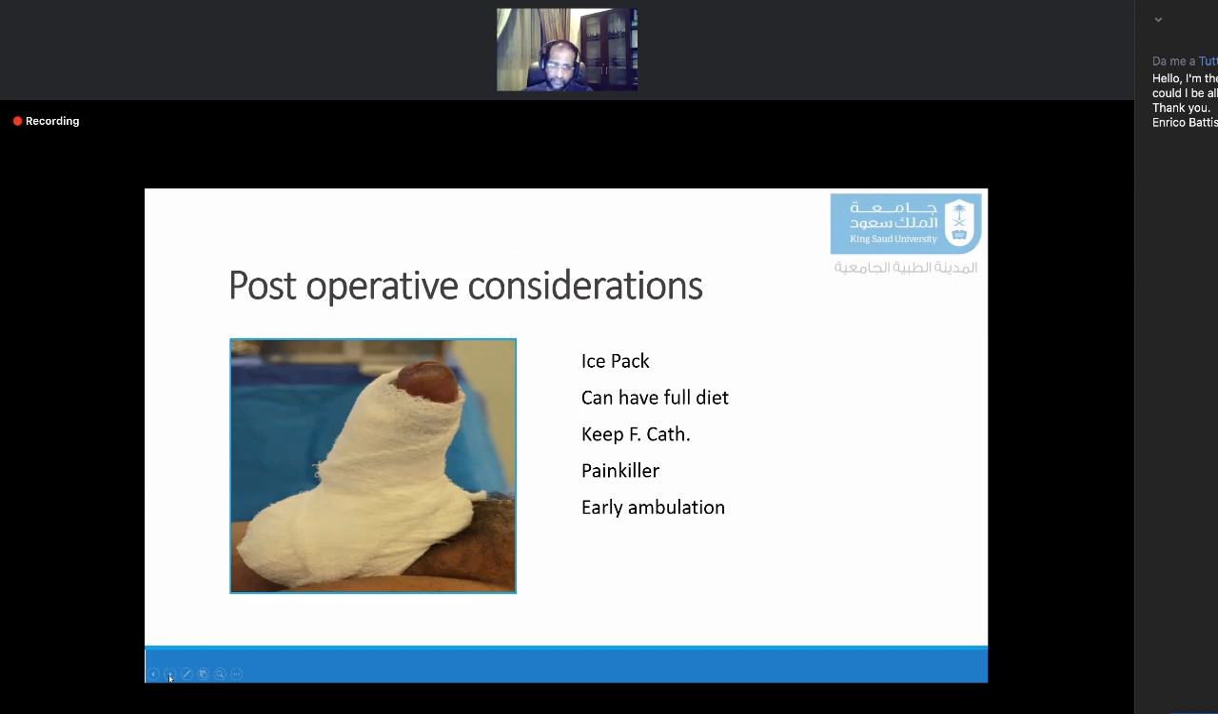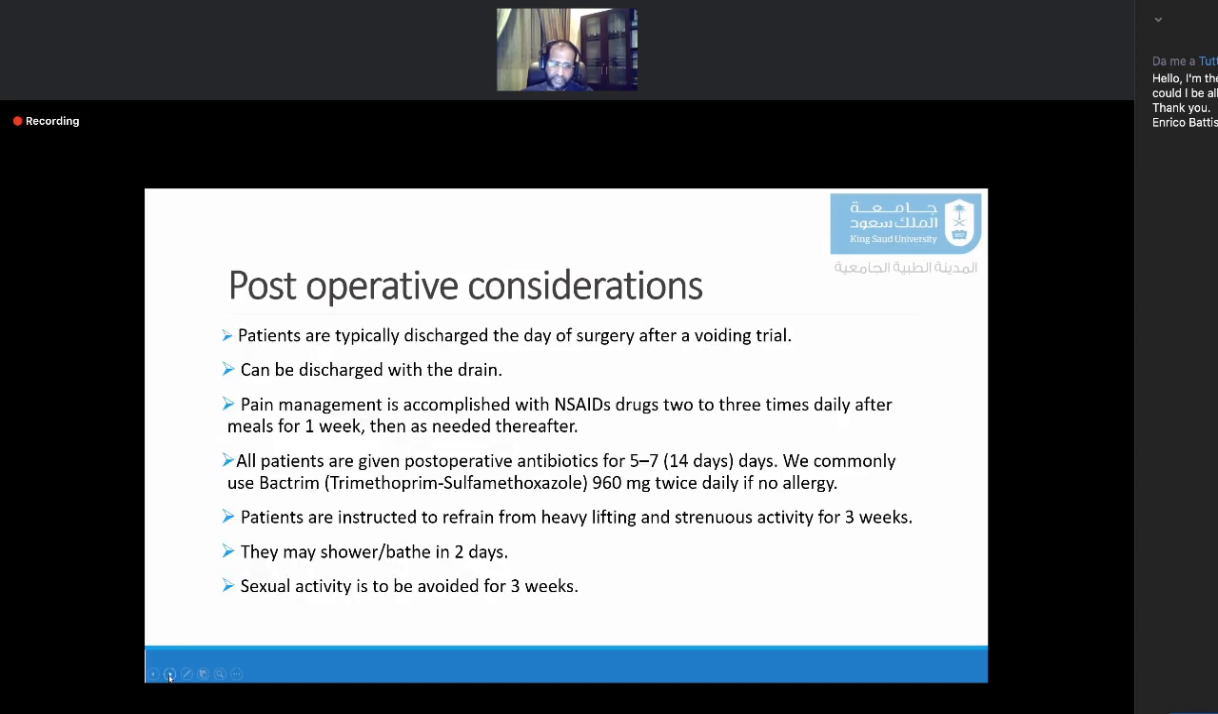Next slide. There is not much specific about postoperative care for these patients. It's the same as any approach. We maintain the penis in lifting position. The patient is encouraged to avoid any heavy weight lifting, and we cover the patient with antibiotic. We usually use Bactrim to avoid any MRSA resistant bugs.